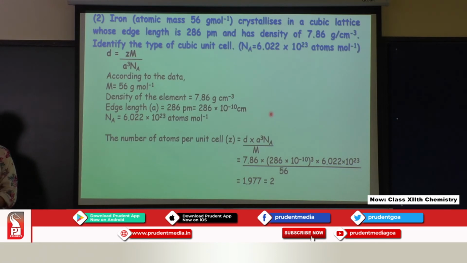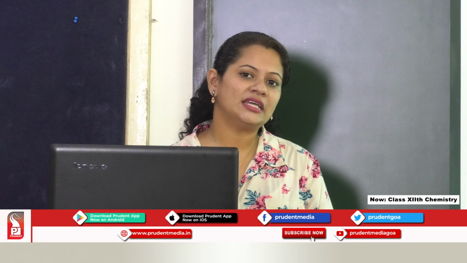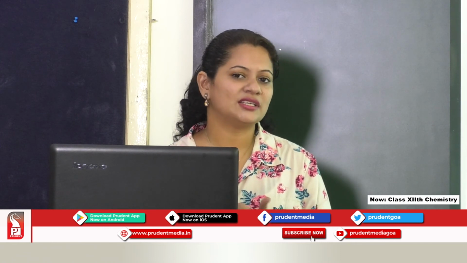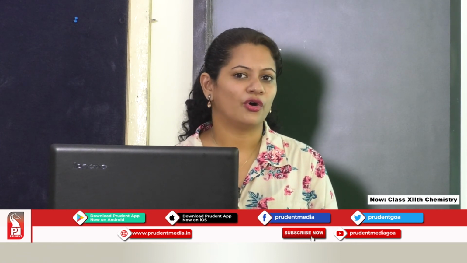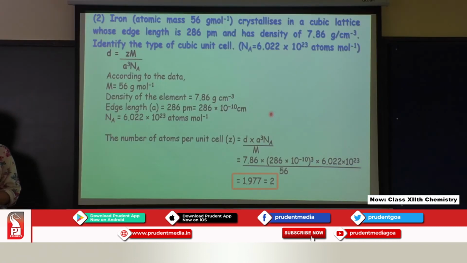The reason for this is we are calculating the value of Z, and as you get your answer you need to know that Z can have only 3 values, that is either 1 or 2 or 4. Now in this case the value of Z is 2. So we then can identify the type of cubic unit cell. It is BCC, that is body centered cubic.